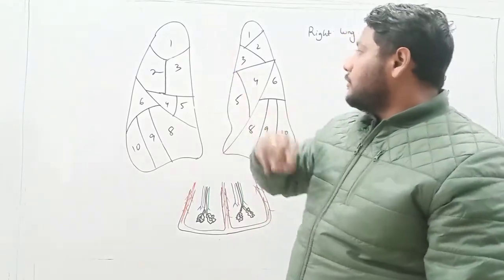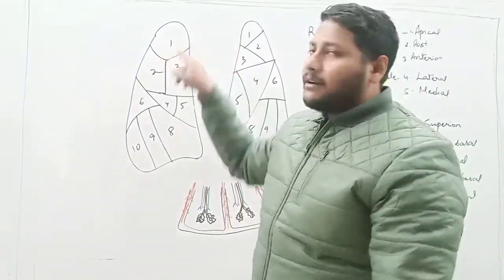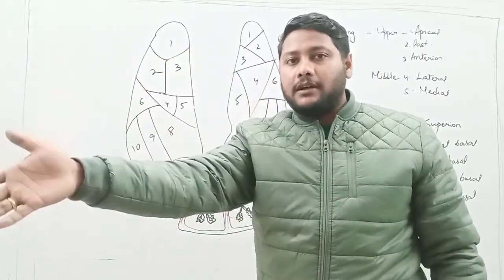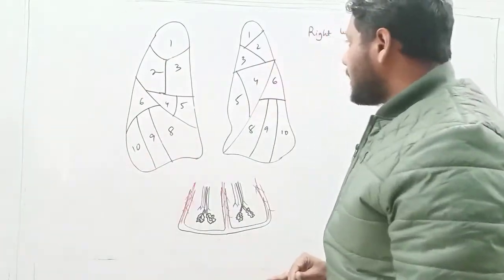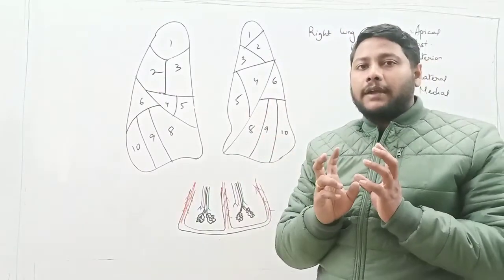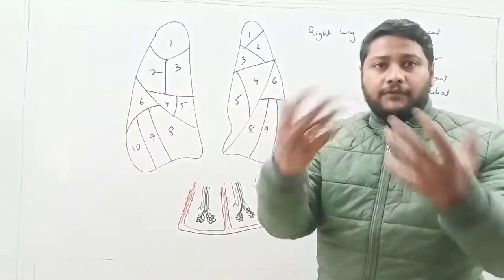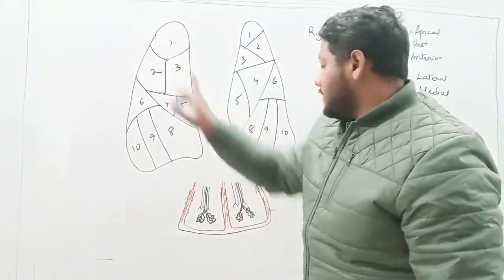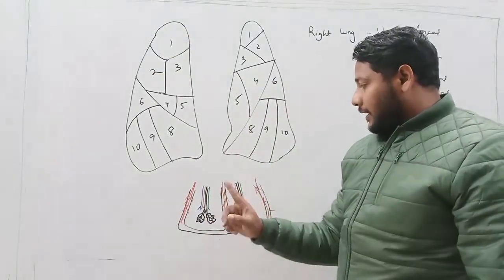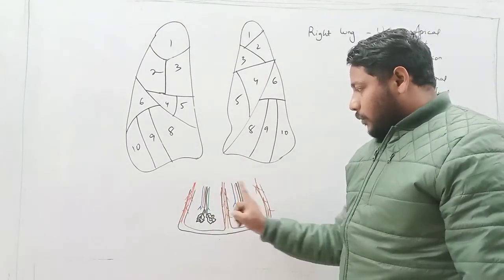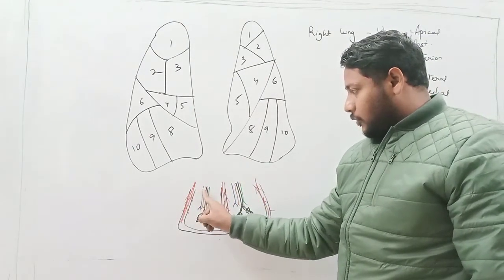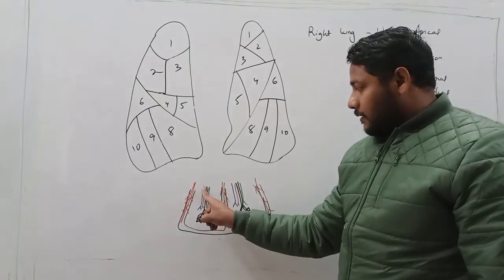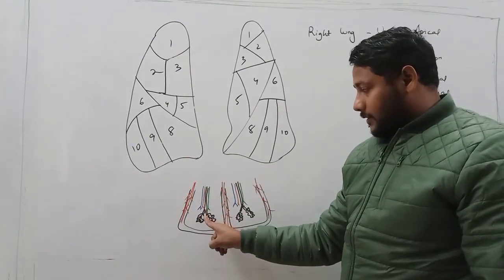And from the diagram, you can also see that these segments are roughly pyramidal in shape with the apex directed towards the root of the lung, right? Now here what I want to emphasize, which is very important, is that I have drawn 2 segments. You can clearly see in these 2 segments we have a bronchial vein, a bronchial artery, and a bronchus.